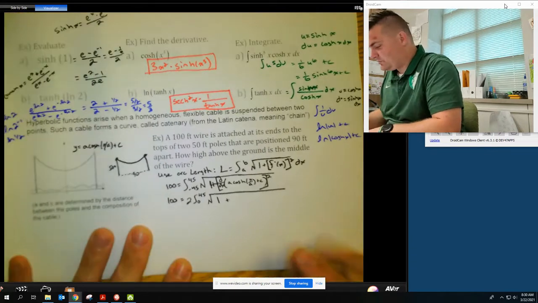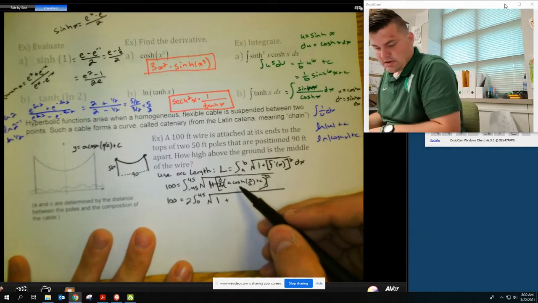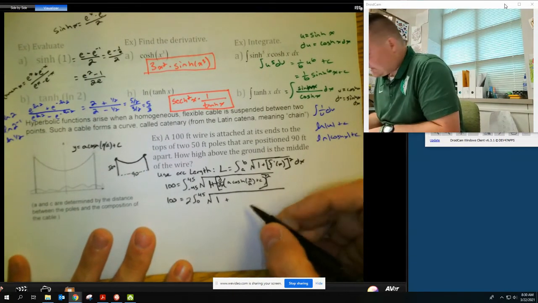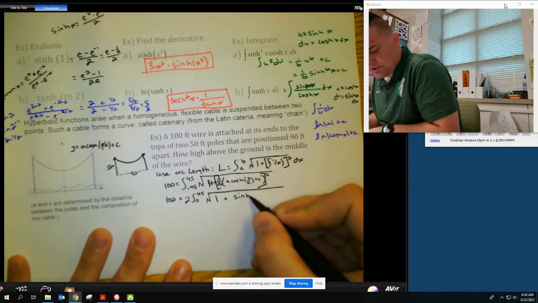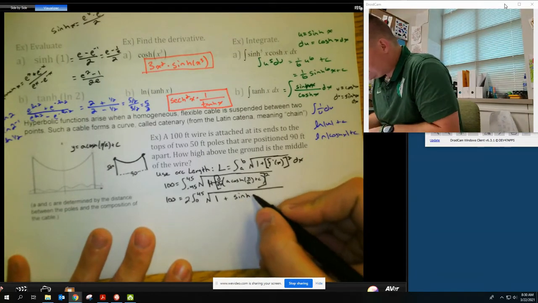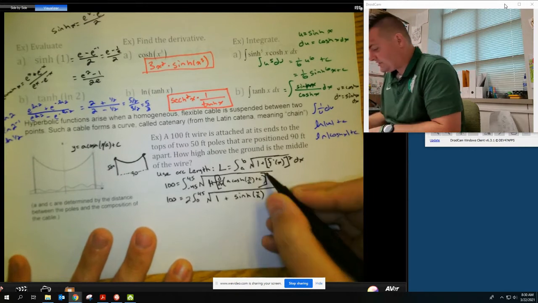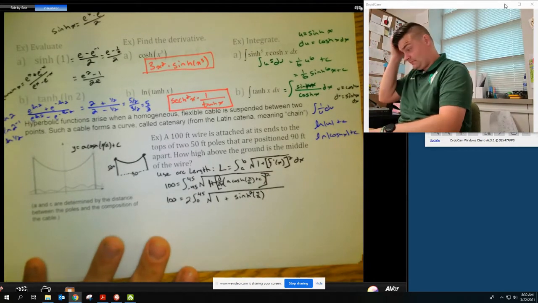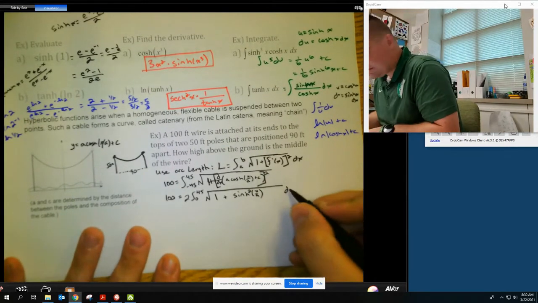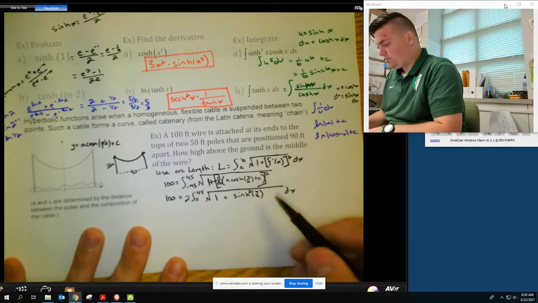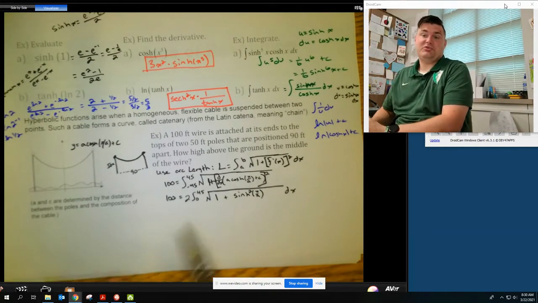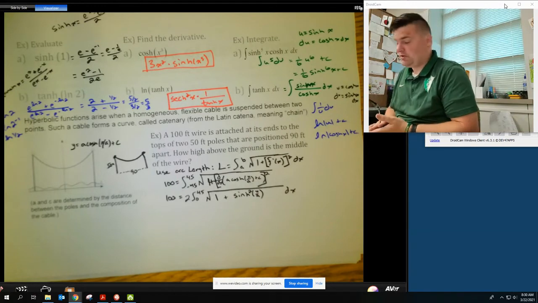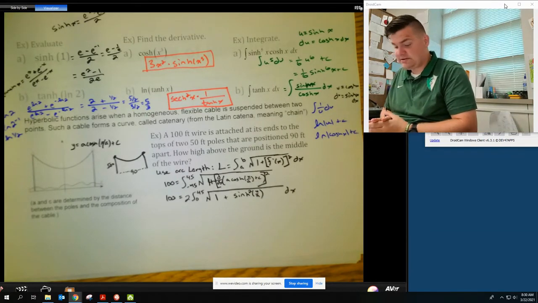Okay, so this is 1 plus the derivative of that, which is actually going to end up being sinh of x over a, but it's all squared, so sinh squared dx. And well, what's 1 plus sinh squared? Now, I didn't show it to you, but it follows the same properties as the trig properties. So 1 plus sinh squared is going to equal cosh squared.